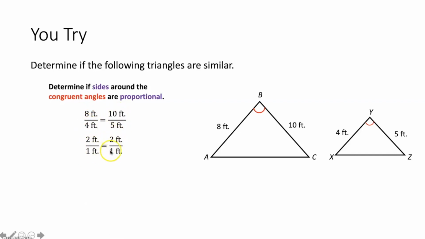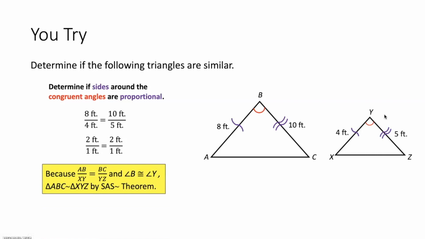And yes, they simplify down to the same similarity ratio, 2 to 1, meaning an angle in one triangle is congruent to an angle in the other, and the sides including the angle in one triangle are proportional to the sides including the angle in the other. So these two triangles then would be similar by the side-angle-side similarity theorem.